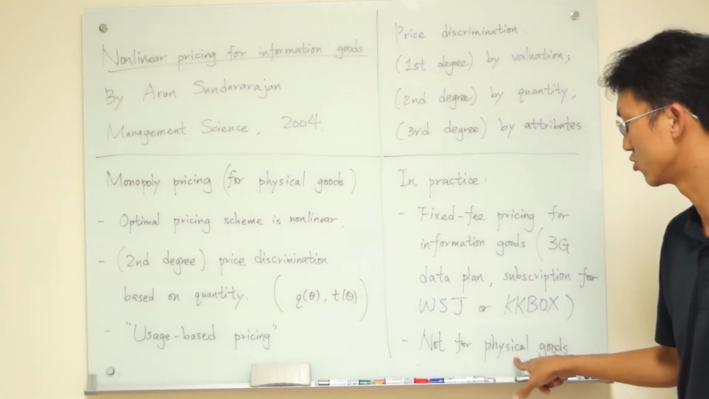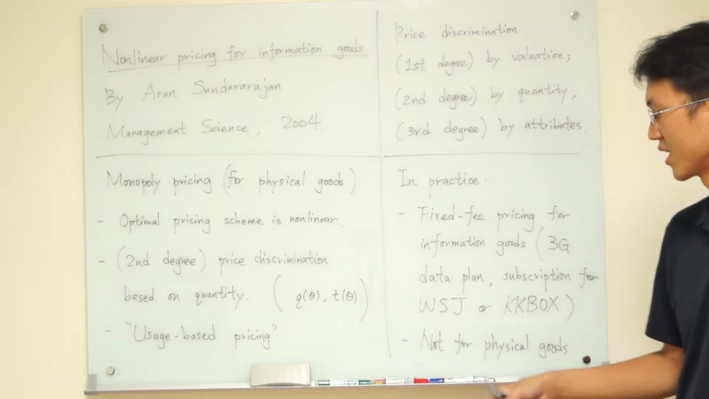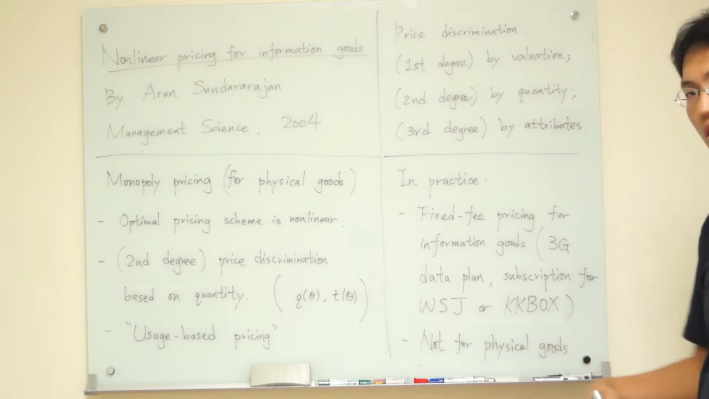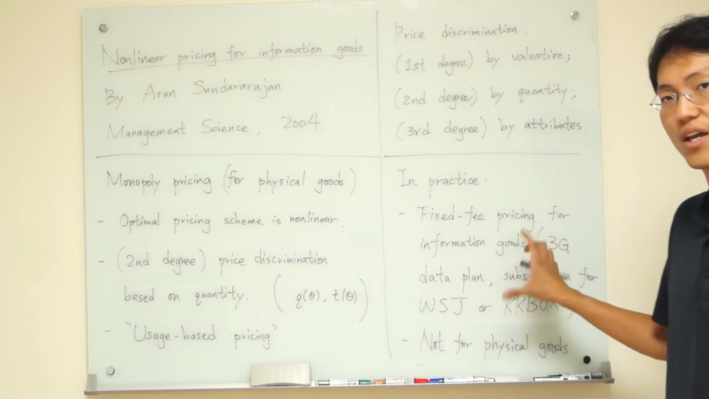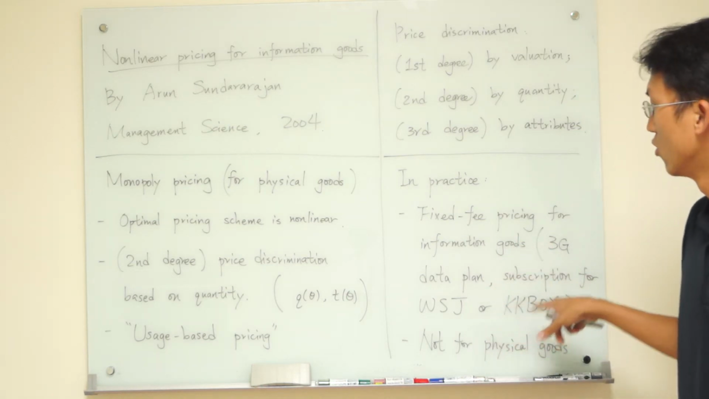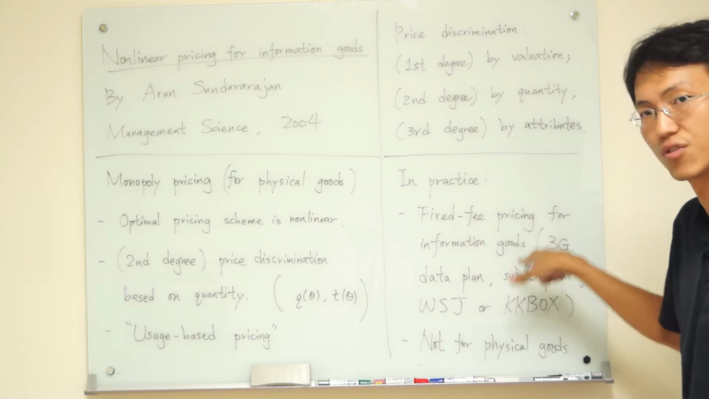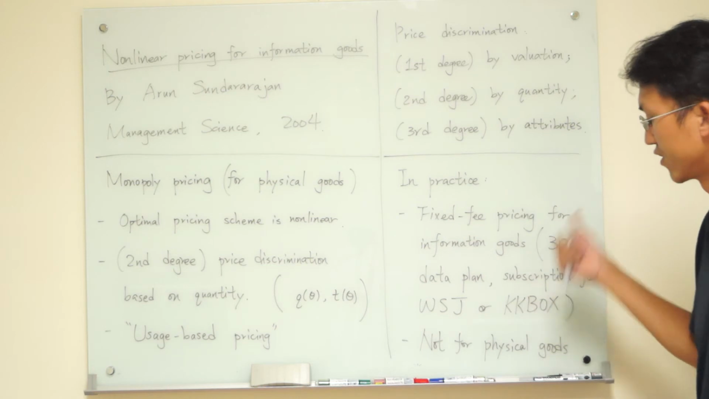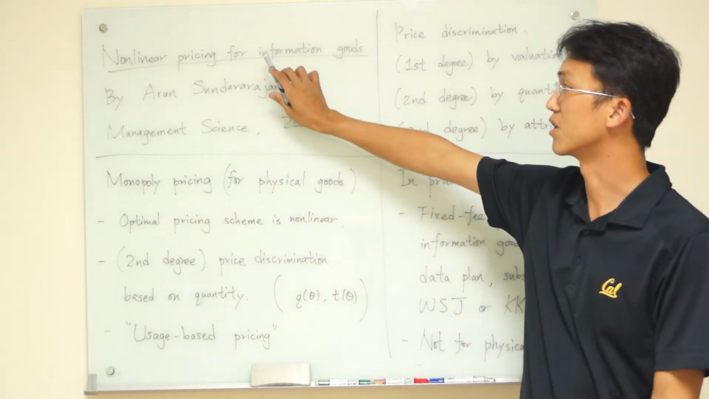Sometimes you see situations like, for example, those all-you-can-eat plans in restaurants. Yeah, that's for physical goods. But that's not so common for physical goods, right? So you are asking why there is such a difference. Why we commonly see fixed fee pricing for information goods, but not so common for physical goods. Okay, that's the motivation for this paper.